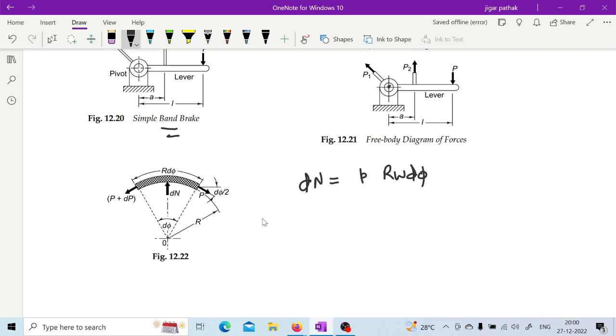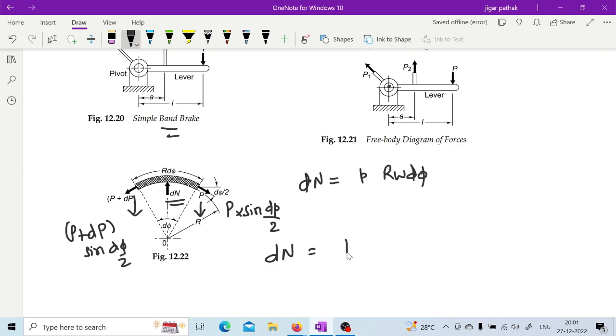Now if you go for equilibrium of forces, then this dN is opposed by this P into sine d phi by 2. P into sine d phi by 2 is acting here as a downward component. Similarly here also a component acting downward as P plus dP into sine d phi by 2. So opposite to this dN, these two components are acting. So from that we can write this dN is equal to P sine d phi by 2 plus P plus dP sine d phi by 2.